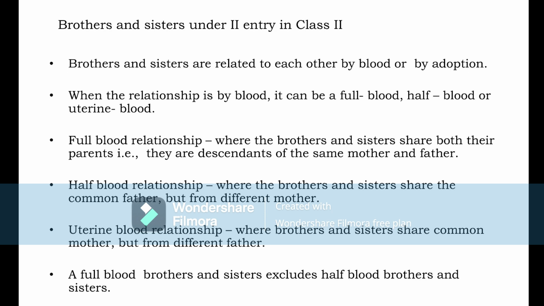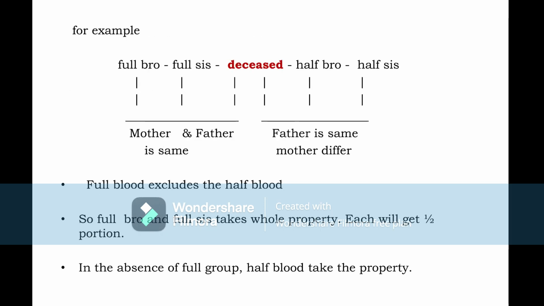So full blood and half blood. Whenever you find both the full blood and half blood, that is, full blood brothers and sisters and similarly half blood brothers and sisters, both are there. The full brothers and sisters exclude the half blood brothers and sisters. So this is an illustration.